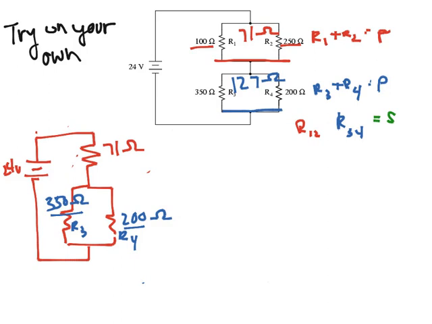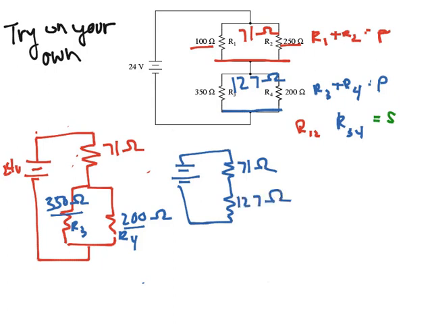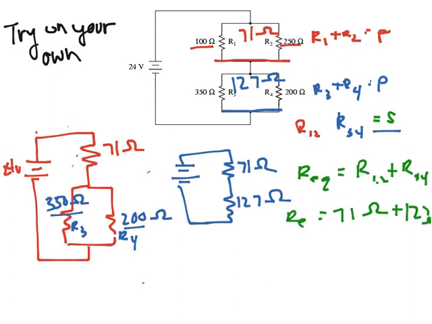So now I'm going to redraw it. So here's our battery. We know this is 71 ohms. This we just found is 127 ohms. Now they're in series, so we just have to find our total, our equivalent. This is the last thing we have to do. You've got to add your R equivalent of 1 and 2, plus your R equivalent of 3 and 4. And that's 71 ohms plus 127 ohms is equal to your R equivalent.